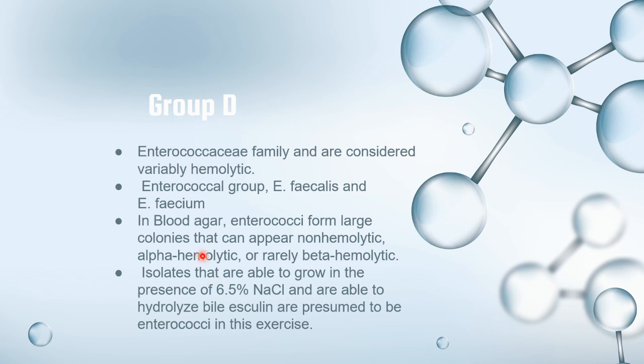Okay? So, if those colonies reacted as possibly non-hemolytic or alpha-hemolytic, we can test them in 6.5 NaCl and bile esculin, so that we can differentiate them further. If they have a reaction with these two, we can say that they are from the group D enterococci. Okay.